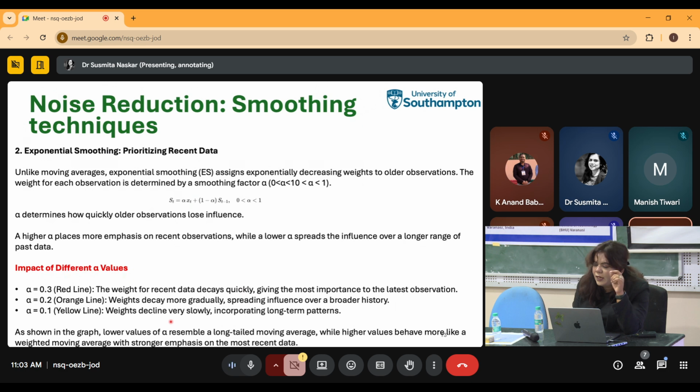Basically, what you need to do is pick an alpha to trade off smoothness against responsiveness. So picking an alpha is important. The higher the alpha, the faster it follows the changing signal. The lower the alpha, the steadier the trend you get. So choosing alpha is very important for exponential smoothing, right?